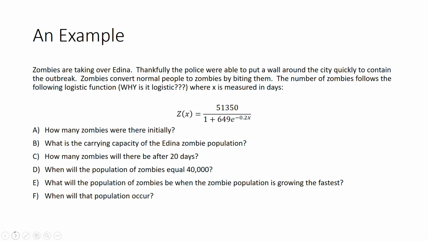Alright, zombies are taking over Edina. Oh no! Thankfully, the police were able to put up a wall around the city quickly to contain the outbreak. Zombies convert normal people to zombies by biting them, obviously, everyone knows that. The number of zombies follows the following logistic function.